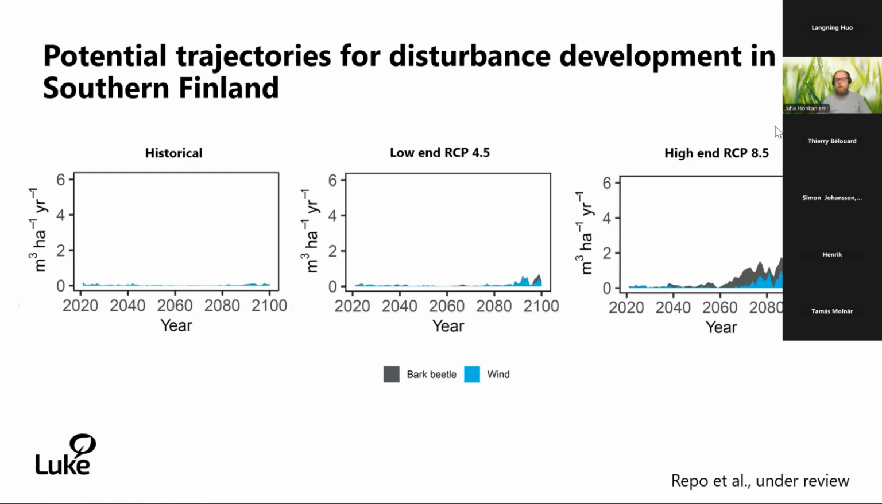Glad to say that that's already not that realistic where we would be heading at the moment. What we can see is that under historical climate, our disturbances in that landscape on average, in cubic meters per hectare per year, are quite low. And with the RCP 4.5 scenario, we would see a bit of increase in the latter part of the century. And in the high-end RCP 8.5, we would see already quite an increase, especially for bark beetles.